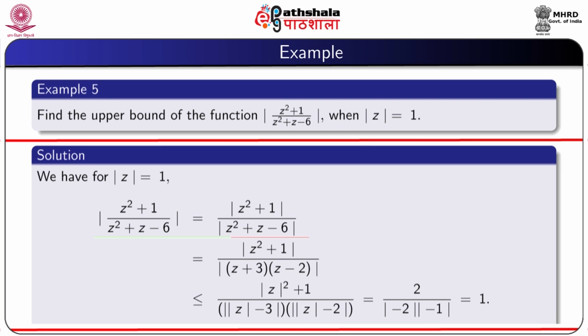modulus (z squared plus 1) by modulus (z squared plus z minus 6), and this is obviously equal to modulus (z squared plus 1) by modulus of (z plus 3) into (z minus 2), and this is less or equal to modulus (z squared plus 1) by modulus (mod z minus 3) into (mod z minus 2), and that is equal to 2 by (modulus minus 2) into (modulus minus 1), and that is equal to 1. Hence, the upper bound of the given function is 1.